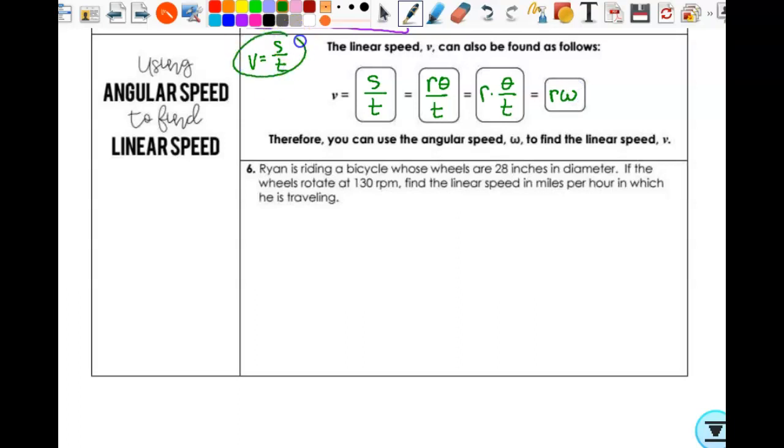So this is the formula we've been using. V equals R omega is another perfectly fine one. Which one you use depends on what information you have and which one you're more comfortable with. I don't care either way. Pick one and use it. We're going to do this last example using R omega, but they're really the same thing. Okay? But if you haven't talked about angular speed at all, then the second one wouldn't make any sense. All right, so let's look at this.